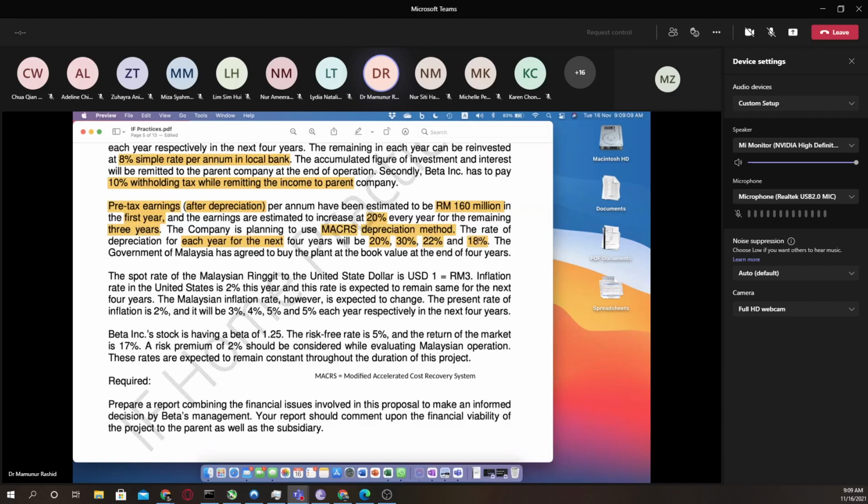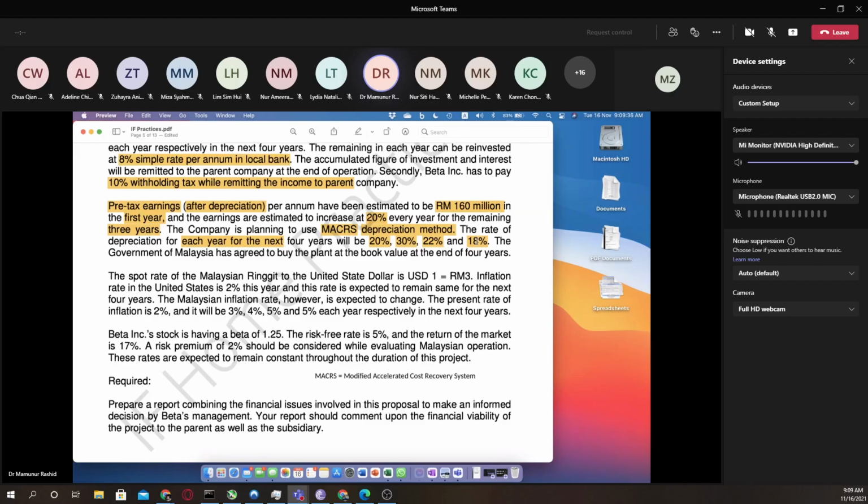Okay, 22% plus 18% is 40. 40 plus 30 is 70%. 70 plus 20 is 90%. So another 10% is the book value. Okay, 20 plus 30 plus 22 plus 18 is 90%. Another 10% of the asset is book value, meaning that in 4 years, the asset will not be fully depreciated. Another 10% will be remaining. That 10% will be book value.